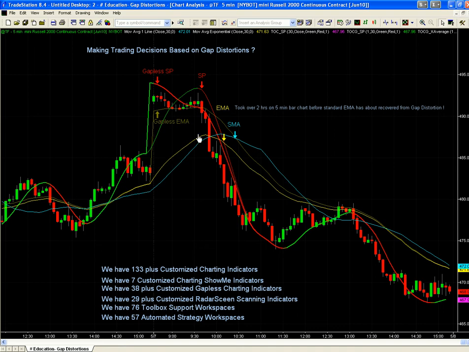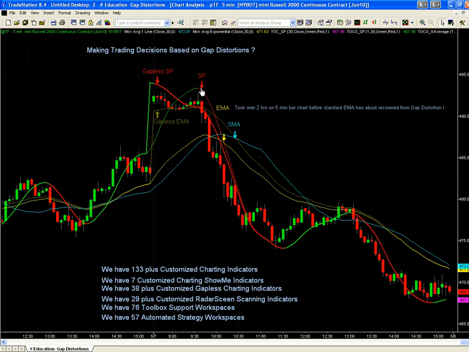Our EMA is the yellow, and our SMA in this one is the cyan or light blue colored. And you can see how long it took before it catches up. Then it turns over, and you're on the right side of the trade there. And in this case, if you would have stayed in the trade, if you didn't get out, both of these lines would have kept you on the right side of the trade here.